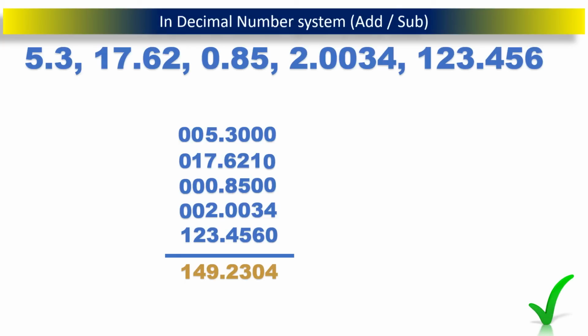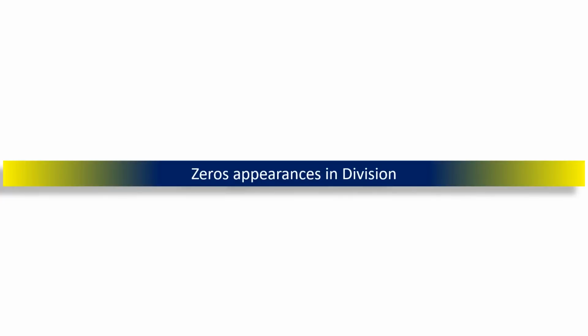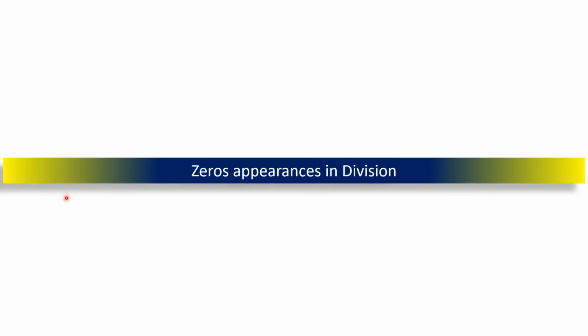Got it? Fine. Then, okay, let's see zero appearances in division. So how zero is involved during division is what we are going to see now. Let's take an example. Here I have an example like 212 getting divided by 2. Hope you all know how to do division, right? So we are going to do the same steps, but the main view of this particular example is how zero is going to appear.